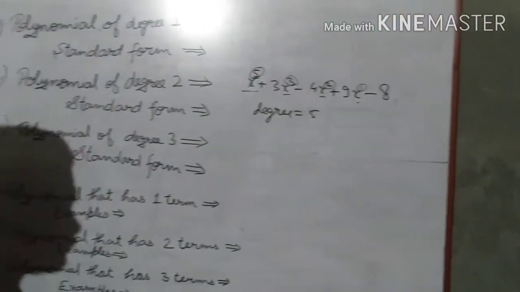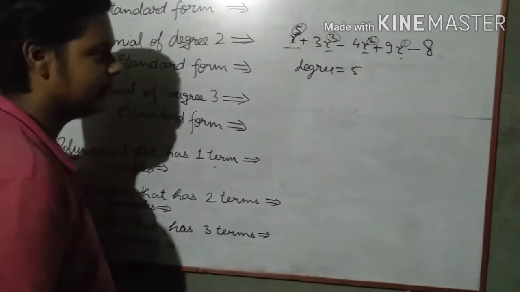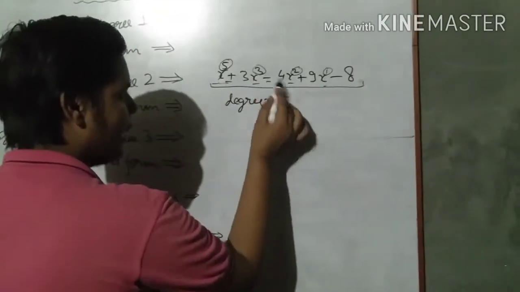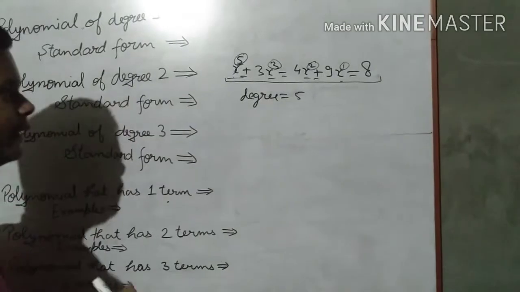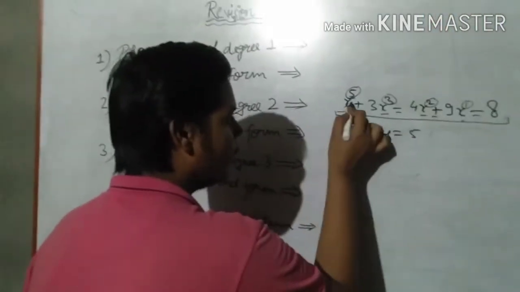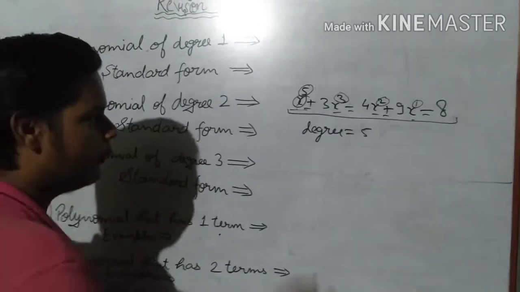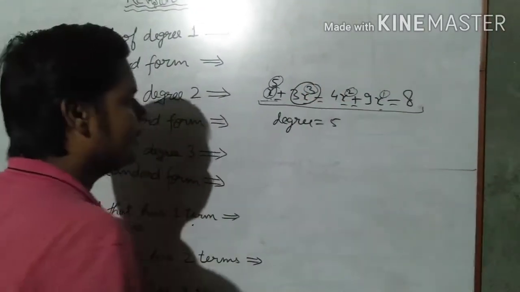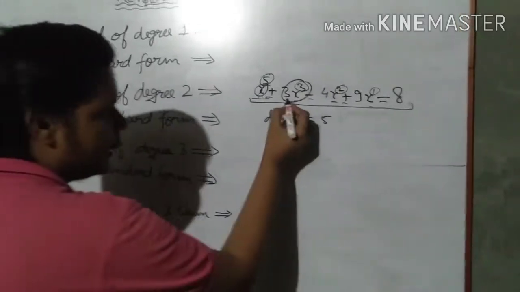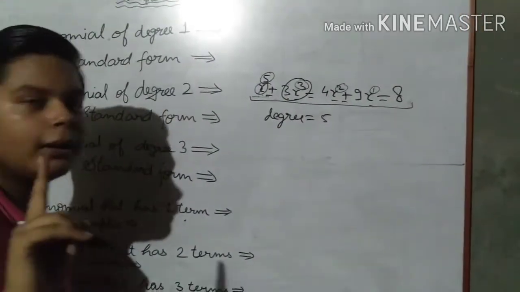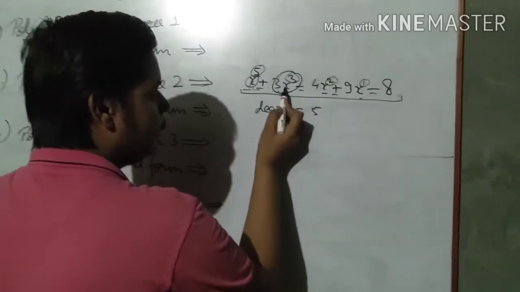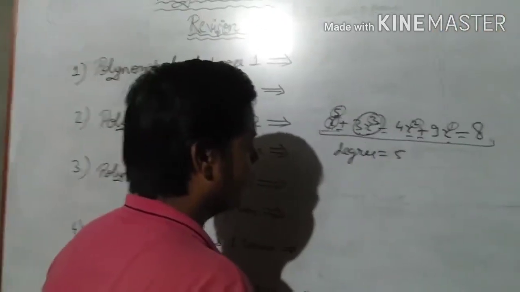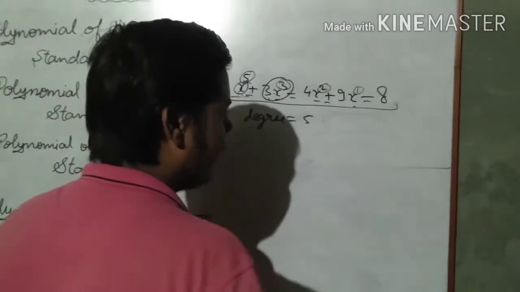Now the second thing which we need to look at is term. What is a term? You are given this polynomial and you will see that there is a plus sign, a minus sign, a plus sign, a minus sign. Whatever is written on the left hand side of the plus or minus sign is one term, and whatever is written on the right hand side of that sign is another term. The term is never separated by a multiplication sign. There is a multiplication between 3 and x, but that will not be different terms. Here we have 1, 2, 3, 4, and 5 terms.